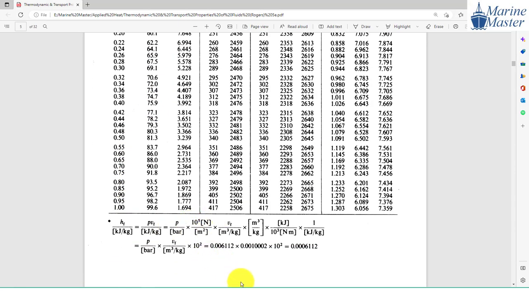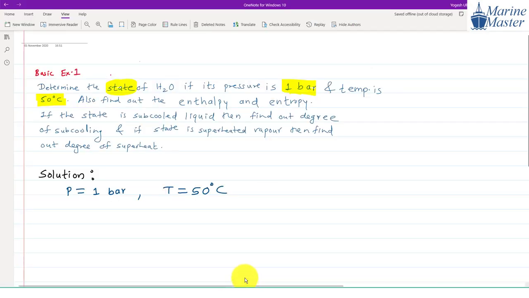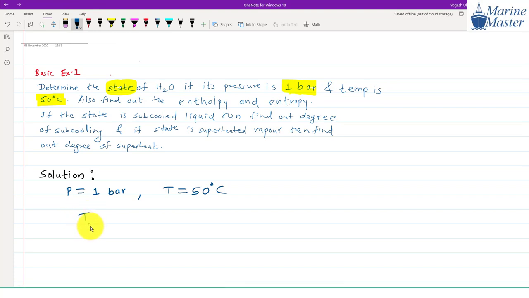So from the property table, what we will say is: Tsat, the saturation temperature at 1 bar pressure, will be 99.6 degrees Celsius.